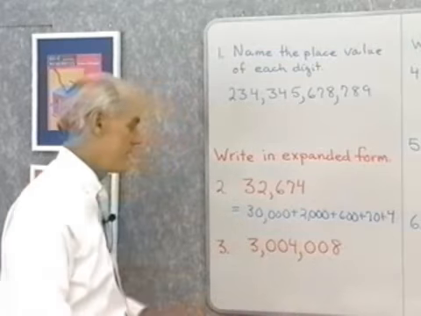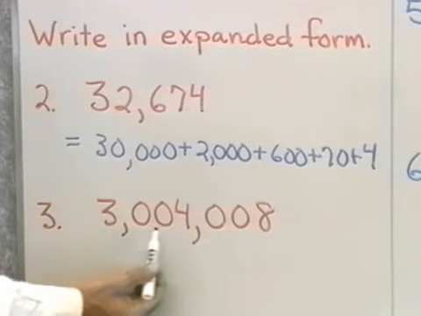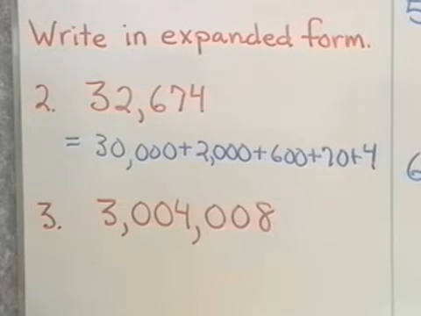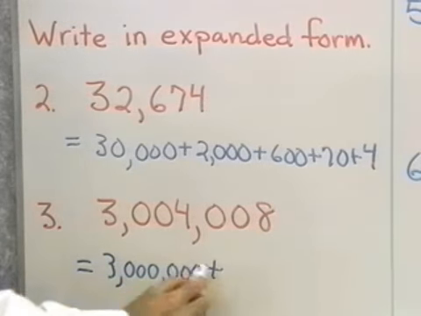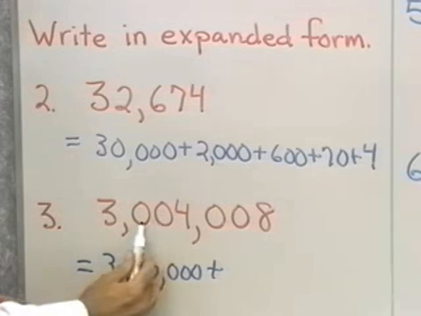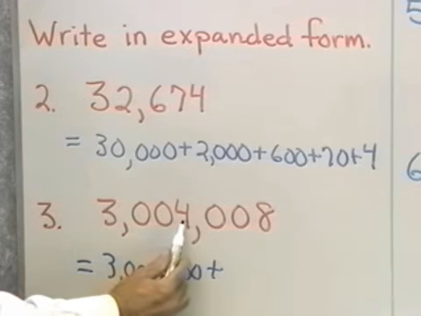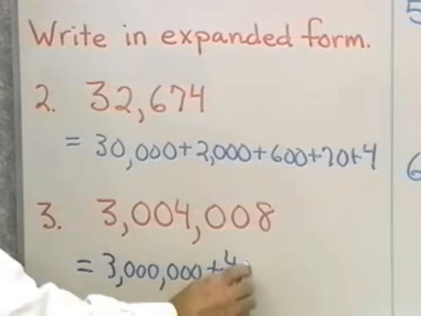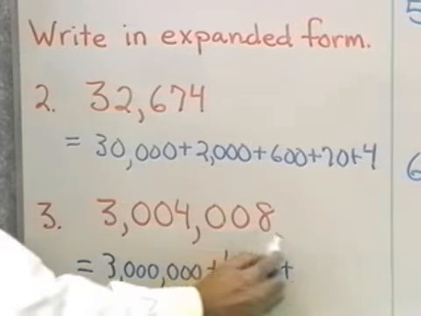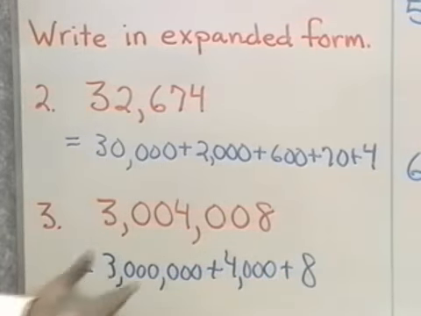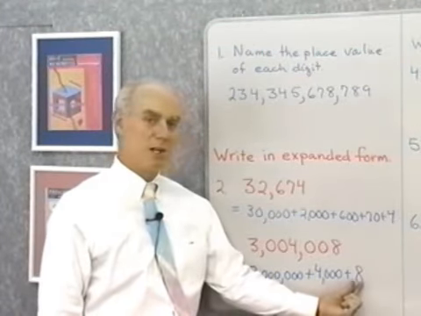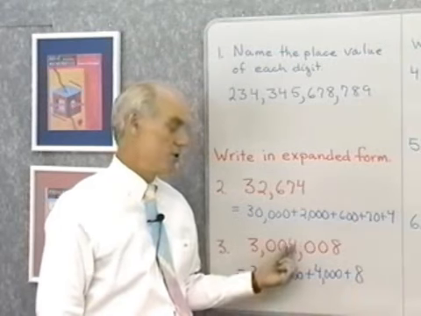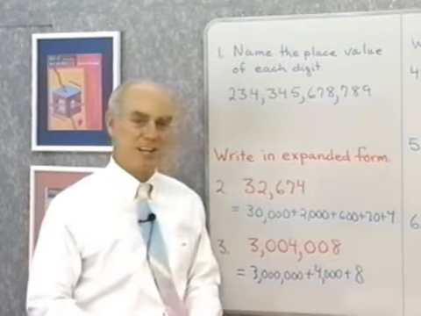Here's our next example. We want to write this number, 3,004,008, in expanded form. So I'm going to write this as 3 million plus, now I'll skip these two place values right here because I have 0 of them, 4,000 plus, and here I have 8. So in expanded form, this number right here looks like 3 million plus 4,000 plus 8. And isn't that the same as 3,004,008? Let's look at our next example.